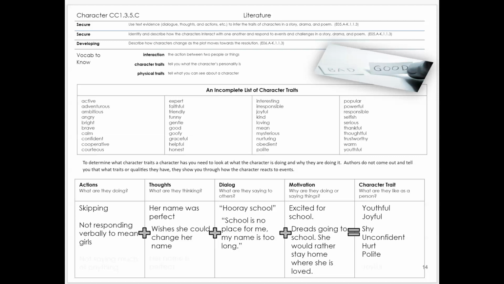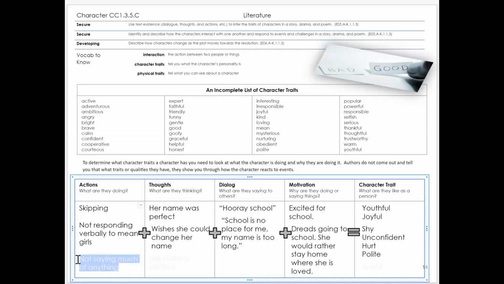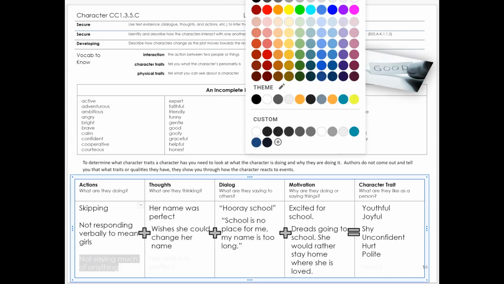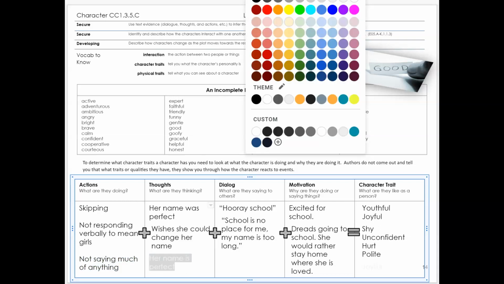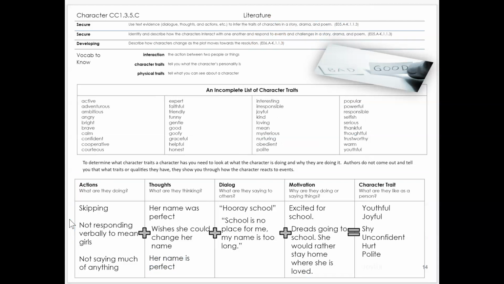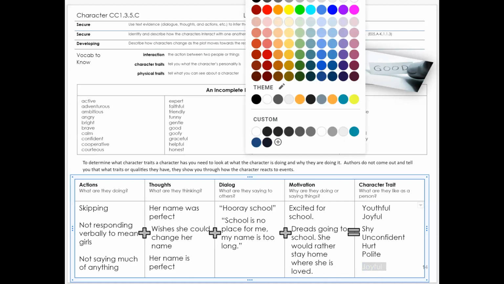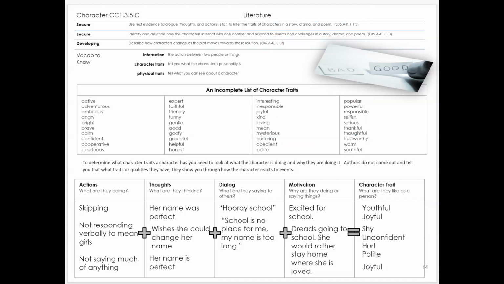But then it does turn around. At the end of the story, while she's still not saying much of anything, she does find that her name is perfect. And again, not a lot of dialogue. It's more in the way that she's reacting to everyone else. And we can see again at the end of the story that she can celebrate her name and be that joyful person again. So even though she went through that hurt period, she was able to come back around and find that happiness again.